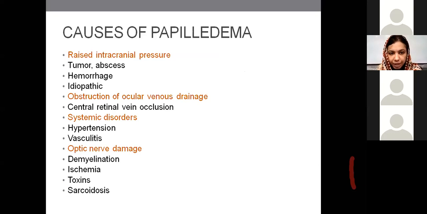Causes of papilledema: raised intracranial pressure is the most common cause. What are the causes of the raised intracranial pressure? Tumor, abscess, hemorrhage, idiopathic. Obstruction of the ocular venous drainage, that is central retinal vein occlusion. Systemic disorders, hypertension and vasculitis. Optic nerve damage, that is in demyelination, ischemia, toxin or sarcoidosis.